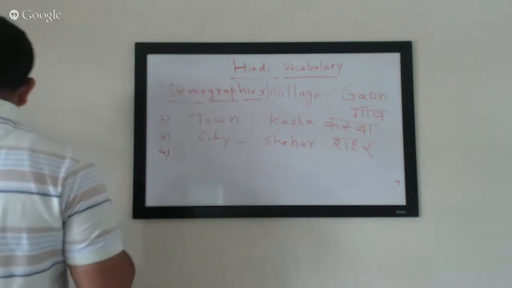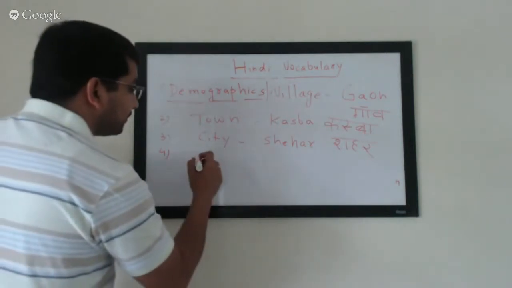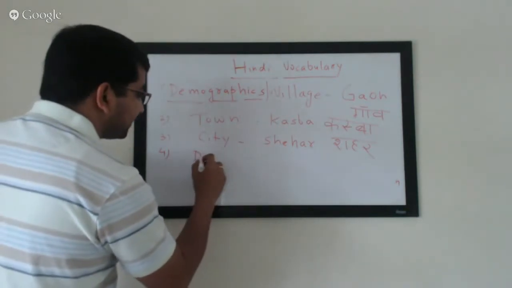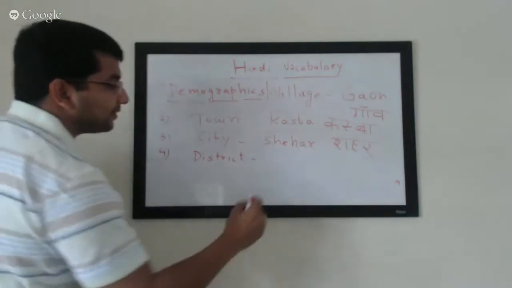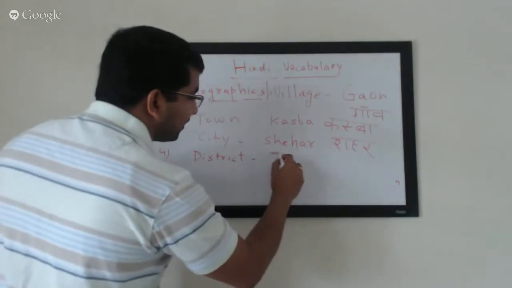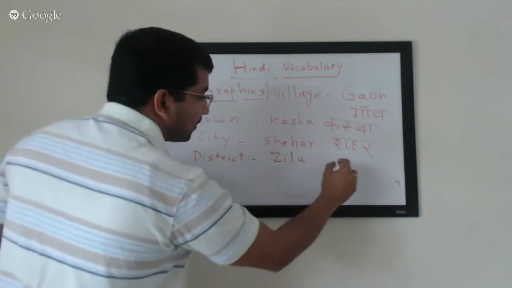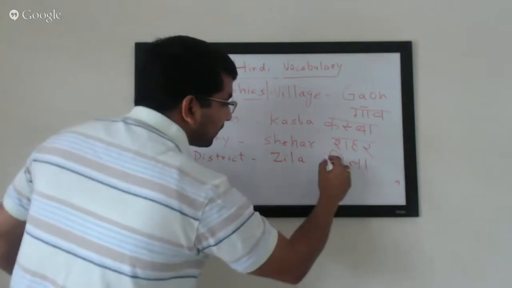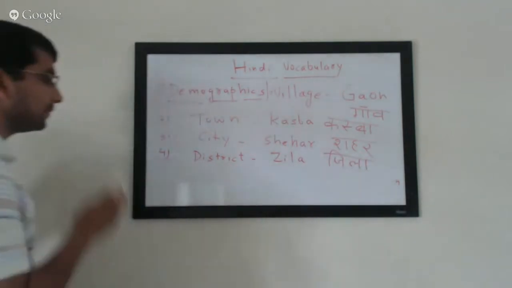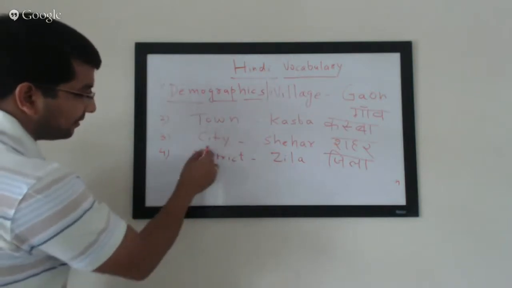So the fourth one you have is district basically. District, it's called zilla, zilla, okay, and zilla is considered a little bigger than the city.